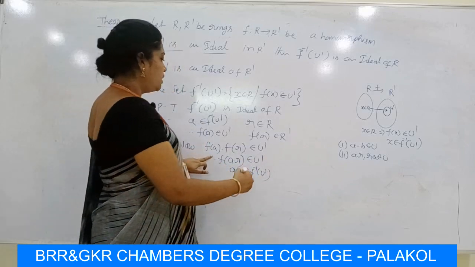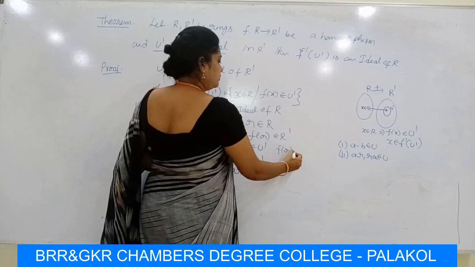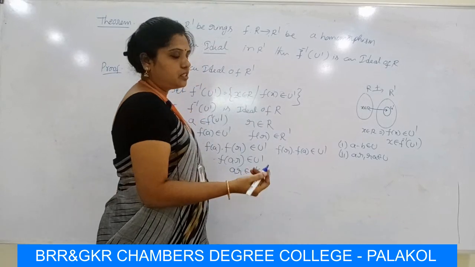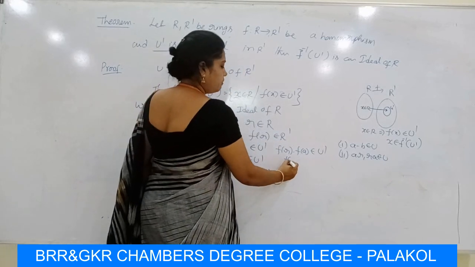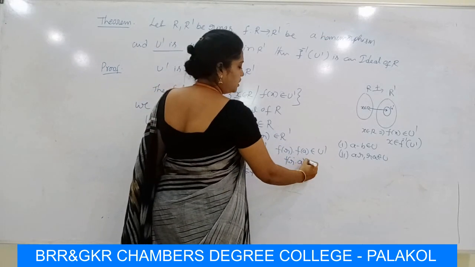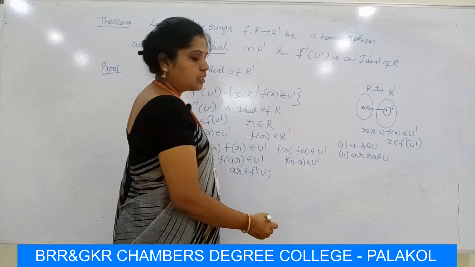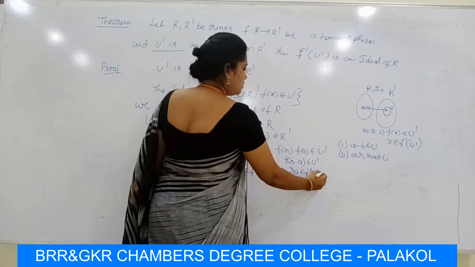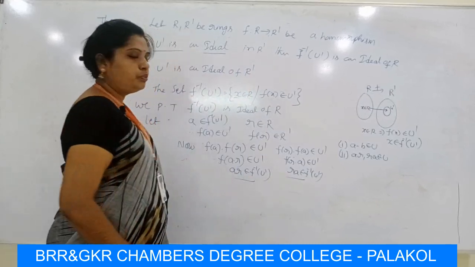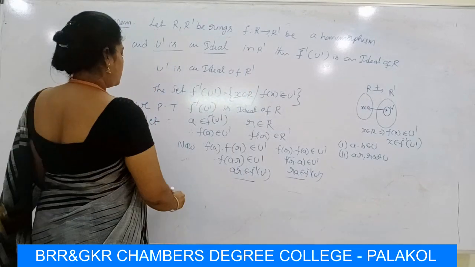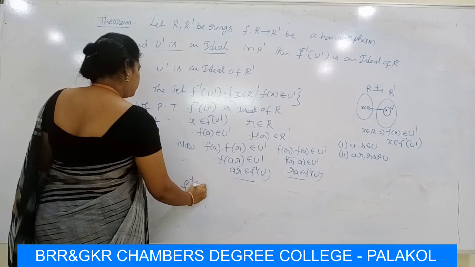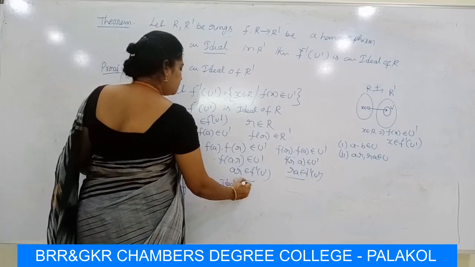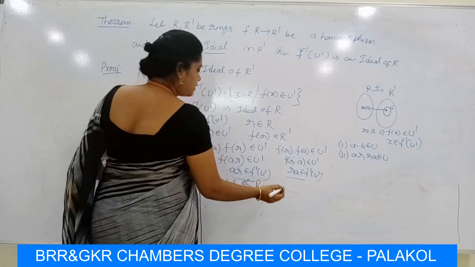Similarly, F of r into F of a belongs to U dash, since U dash is an ideal of R dash. So F of r a belongs to U dash. So then r a belongs to F inverse U dash. So the second condition is also proved. Therefore F inverse U dash is an ideal of R.